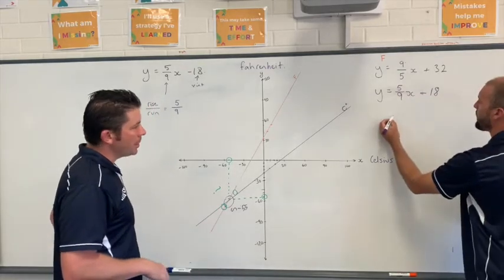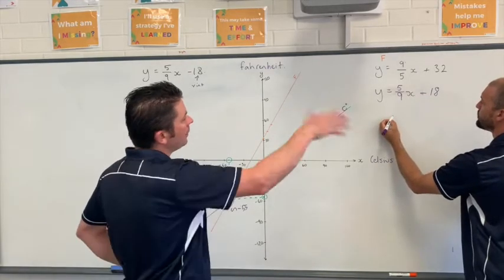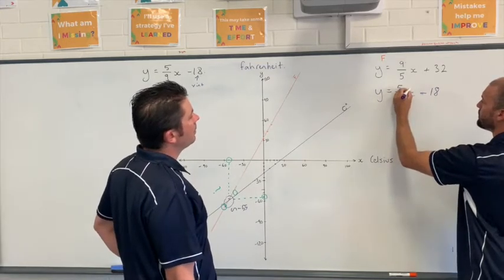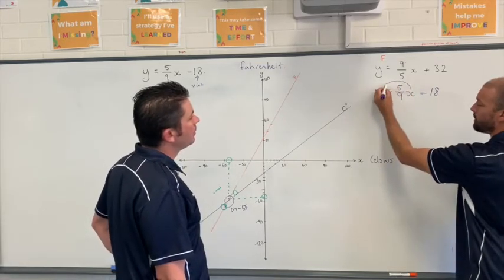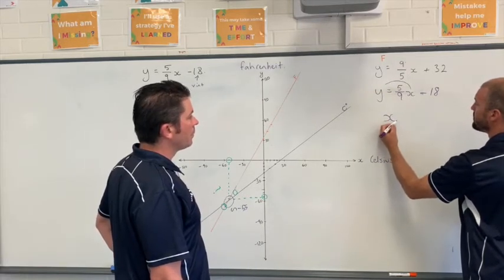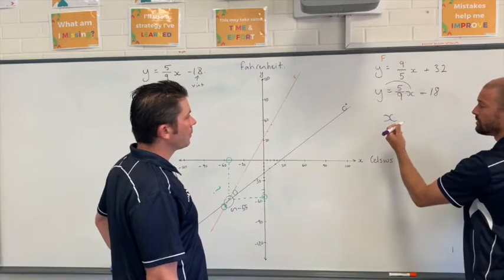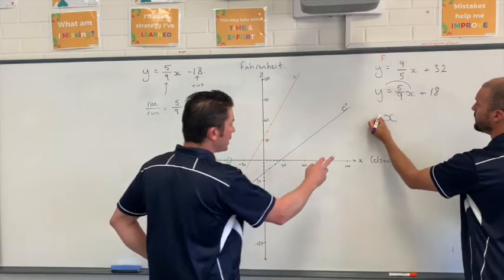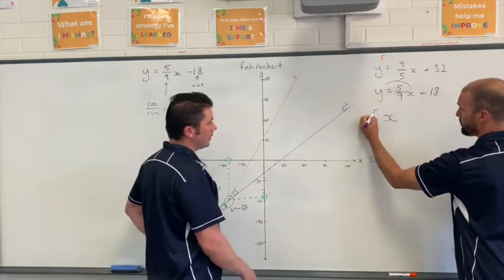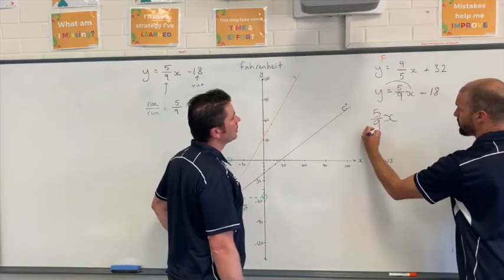First step might be to isolate the x on the left-hand side of the equal sign. So pick it up and come over the top. What do you think? X, or 5/9 of x. Yes, that comes as well, the whole thing, the whole package. So it's 5/9 of x.